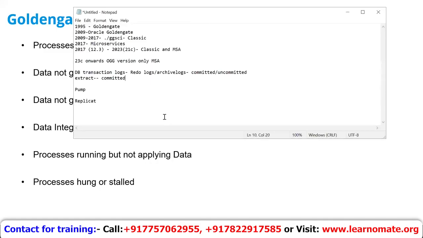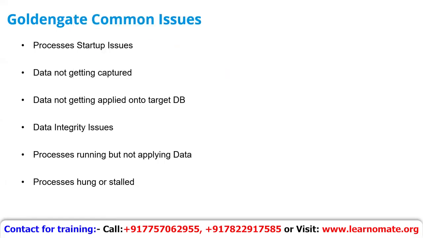So you have to find out where the real issue is, whether the issue is at extract, pump, or replicate level. Then data integrity issues could be there. Data integrity means whatever you want to replicate should be replicated. Suppose there are 10 transactions happening on the source database, and you want to replicate those 10 based on your requirement. That means data integrity should always be maintained in Oracle. If it's not maintained, then it will be an issue. So there might be a data integrity issue.